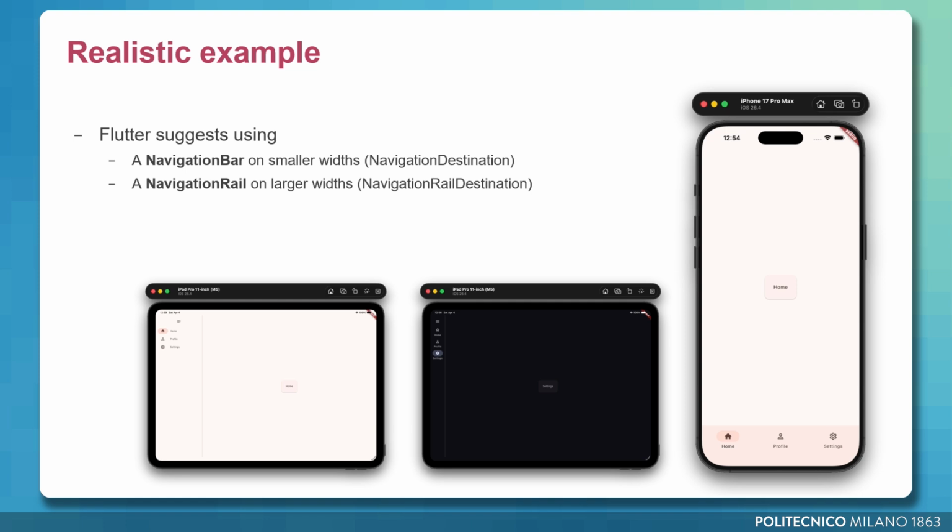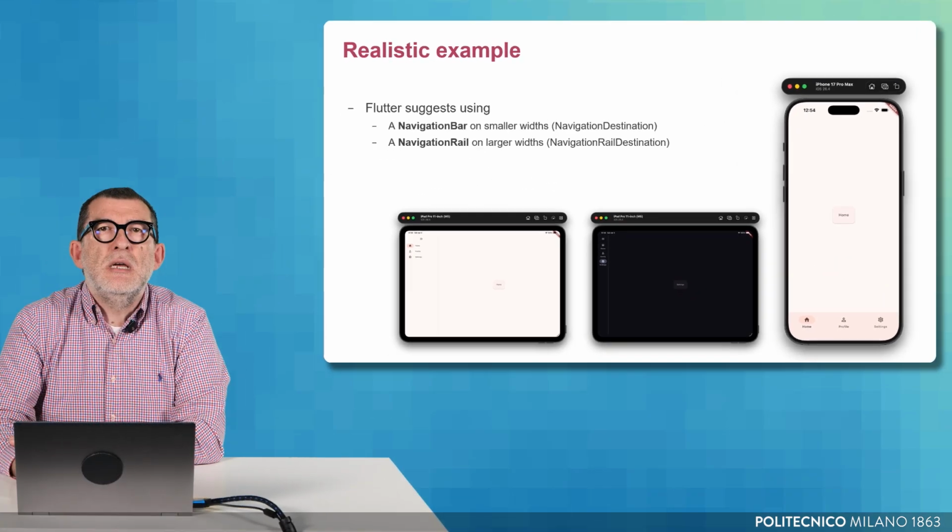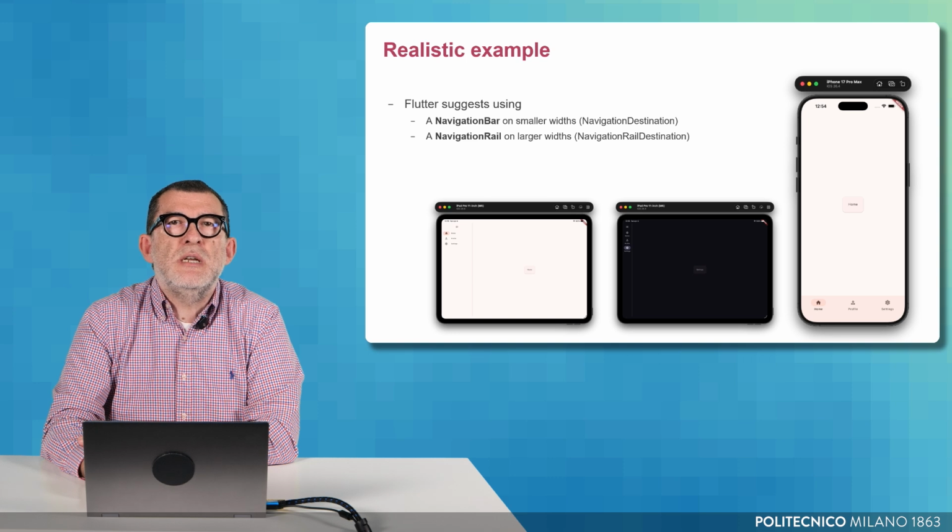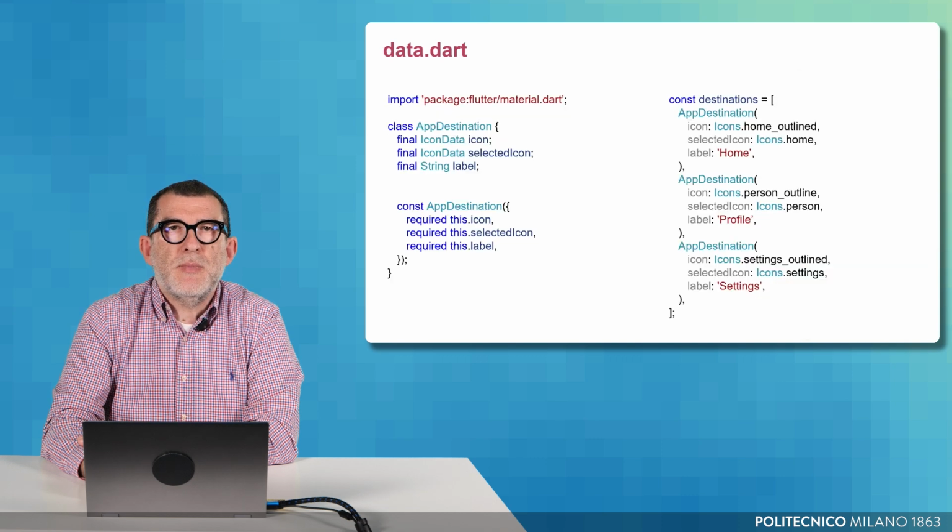Now, let's consider a more realistic example. According to Flutter guidelines, when working with small screen width, such as a phone in portrait mode, it's recommended to use a bottom navigation bar. For larger screens, such as tablets, it's more appropriate to use a navigation rail, which can be seen as an evolution of the traditional drawer we have already encountered.